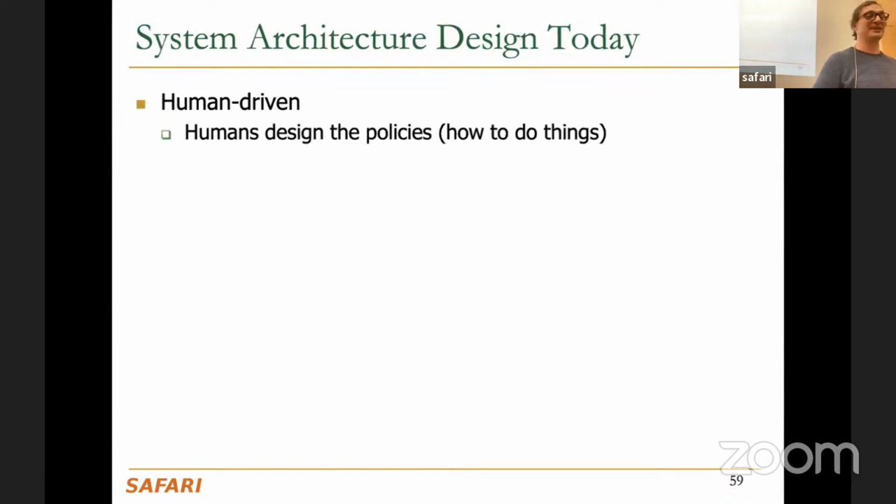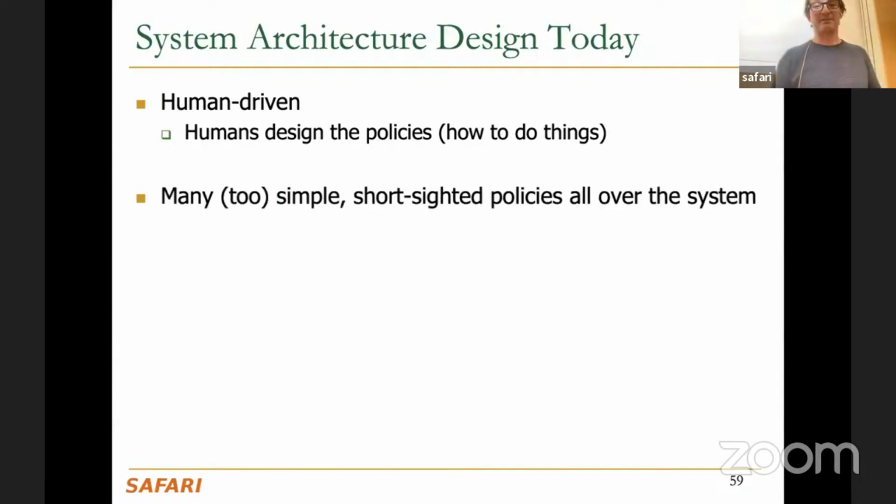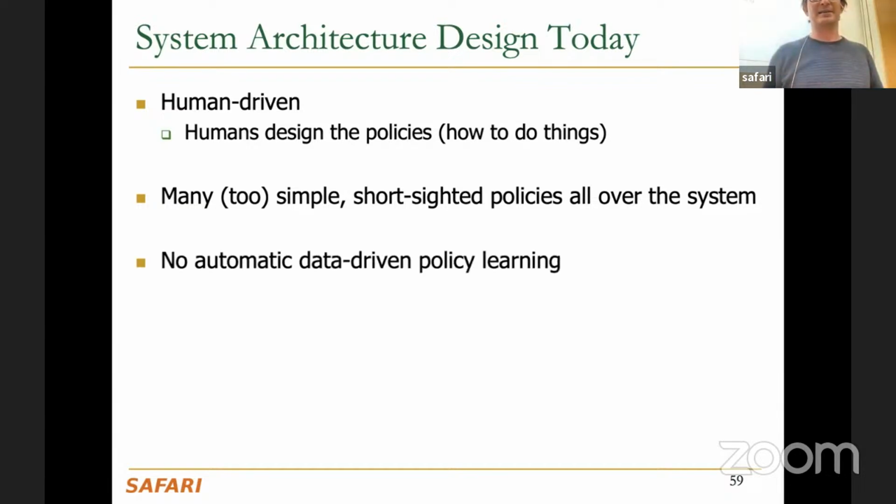It's mostly human-driven. Humans design the policies and they dictate exactly how the hardware should behave, right? As a result, we have many too simple, short-sighted policies all over the system. Memory controller, cache, interconnect, scheduler, whatever you find. Instruction scheduler, all kinds of schedulers everywhere. They're all short-sighted and very simple policies. And there's no automatic data-driven policy learning. This is true for branch predictors also, like prediction mechanisms as well.